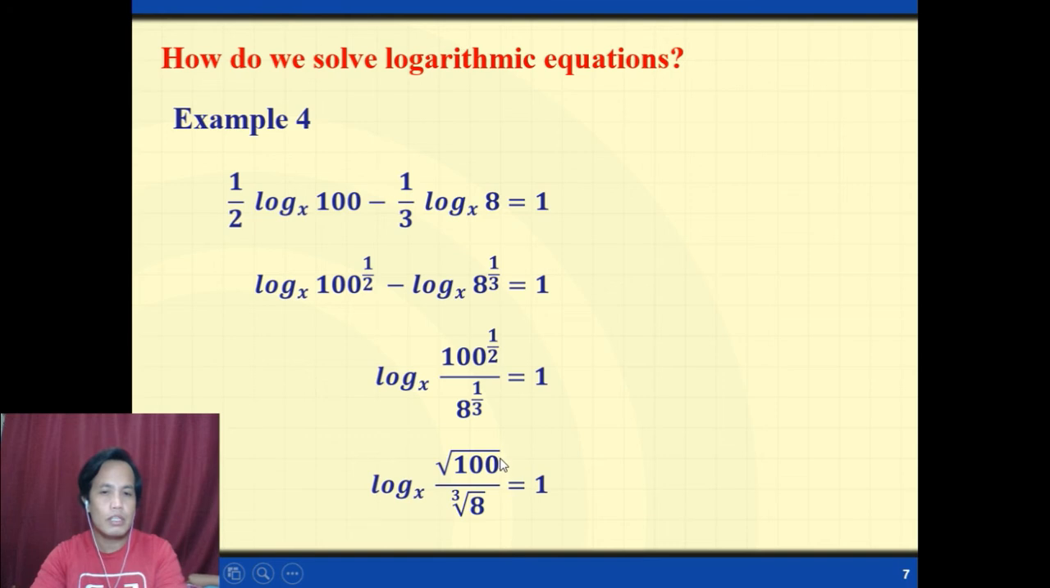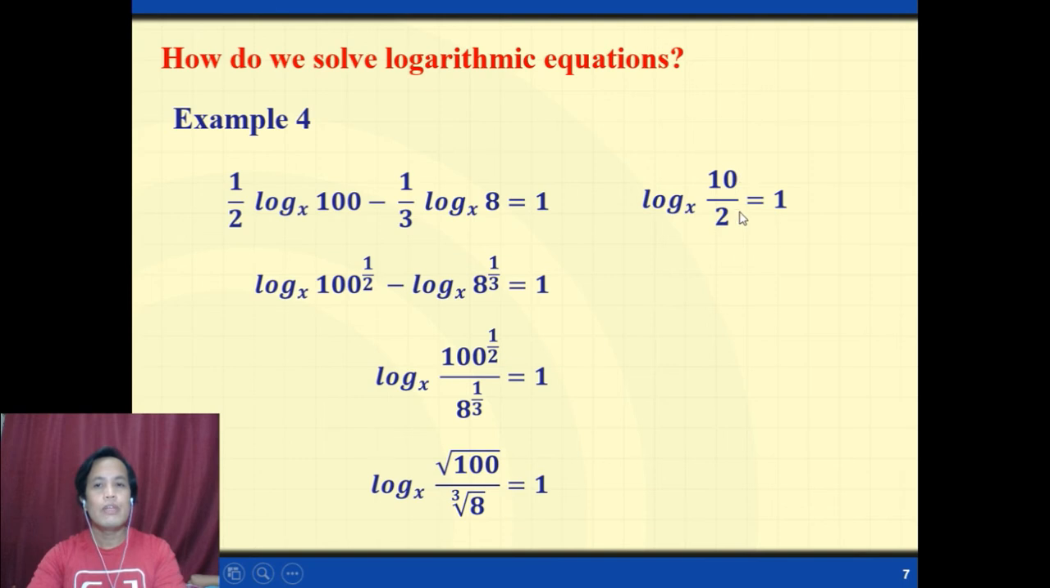And the 1 here is the exponent of 100. If no exponent is written there, that means the exponent is 1. The same is true for the cube root of 8. That's why you have a cube root here, because the denominator here is 3, so this becomes the index in the radical. Then 8, then we have the 1, which is the exponent of 8, then equals 1. Now simplify the radical. The square root of 100 is 10, and the cube root of 8 is 2.